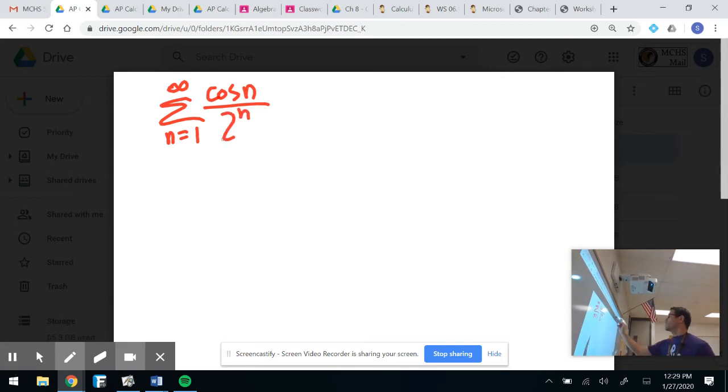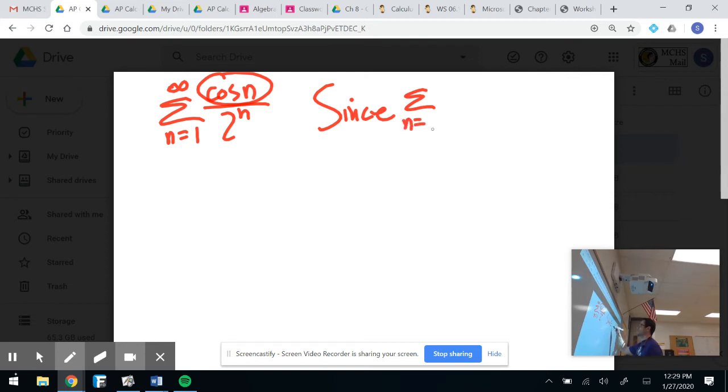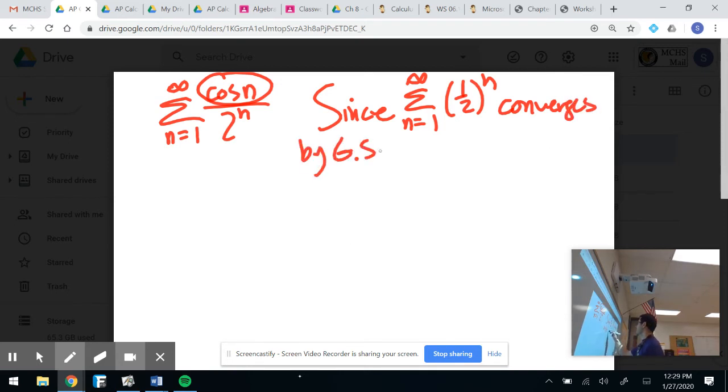Well, interesting thing about that is that's just going to fluctuate, right, class, between -1 and 1. That's the amplitude of cosine. So I could compare that bad boy to 1 over 2 to the n, right? And what do I know about 1 over 2 to the n? Well, 1 over 2 to the n is like (1/2)^n. And we all know (1/2)^n is a geometric series that has a common ratio of 1/2. 1/2 is less than 1, which means it would converge, right? So that converges by the GST, okay?